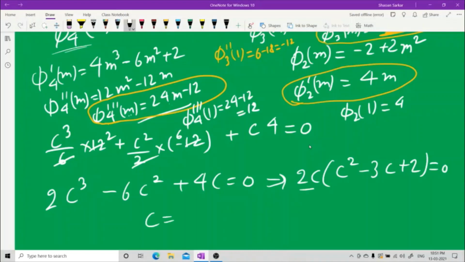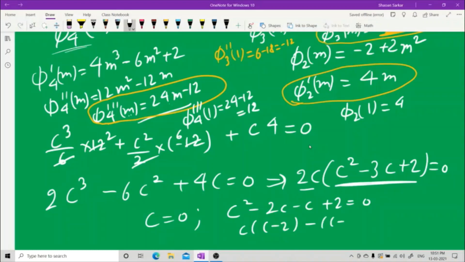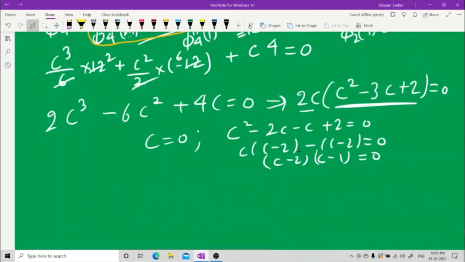From here c is 0, and from this equation, which is a quadratic equation, you can split it: c square minus 2c minus c plus 2 equal to 0, then c into (c minus 2) minus 1 into (c minus 2) equal to 0. This gives c minus 2 and c minus 1 equal to 0. Therefore c equals 0, 1, 2. From here I'll get 2, 1 and 0.